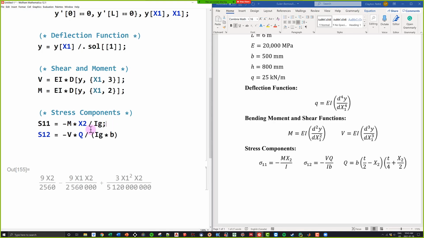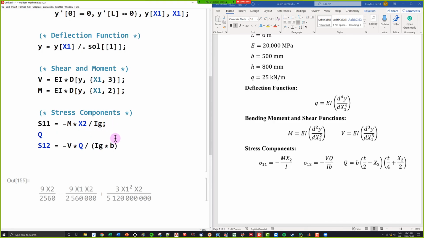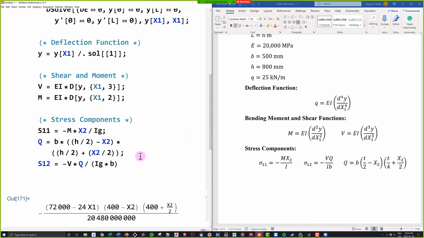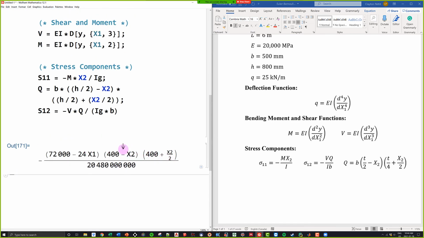So before we actually run this, we need to define what Q is. Q is equal to, and we have a nice equation for Q over here, B times, in square brackets, this T right here, which is the same as the height of the beam. So this is just going to be H over 2. And I like to put a lot of brackets. You're probably cringing at how many brackets I put, but that's okay by me. I'd rather be safe than sorry. Times x2. And then we have H over 2 plus x2, divided by 2. Now that I have Q defined, I can run this function down here. I get my shear stress component right here. Looking pretty good. I have all the components I need to solve for everything.